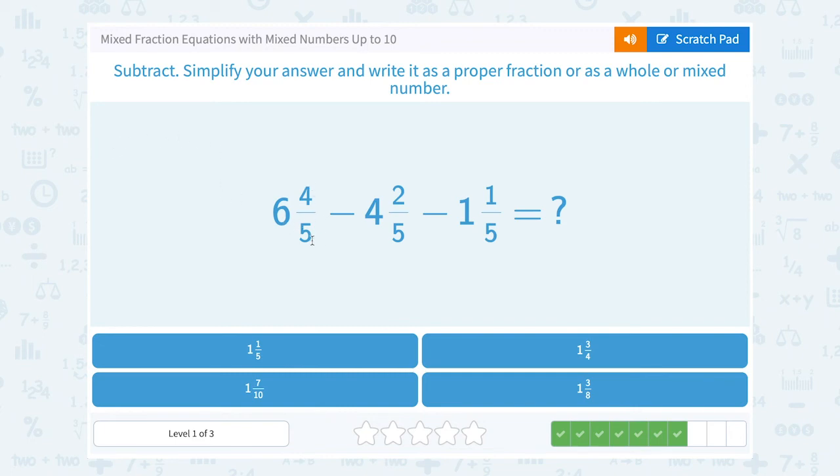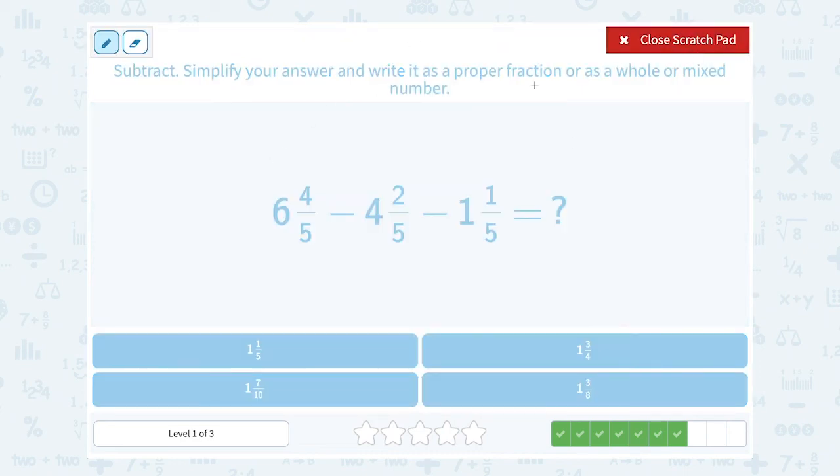Okay, 6 4/5 minus 4 2/5 minus 1 1/5. Again, I could make these all improper fractions, and if it looked really complicated, I would. But in this case, I think I'm going to just subtract the whole number parts and then subtract the fraction parts to see what I have. So looking first at just the whole numbers, 6, 4, and 1, right? 6 minus 4 minus 1. Well, 6 minus 4 is 2, minus another 1 is going to leave me with 1.